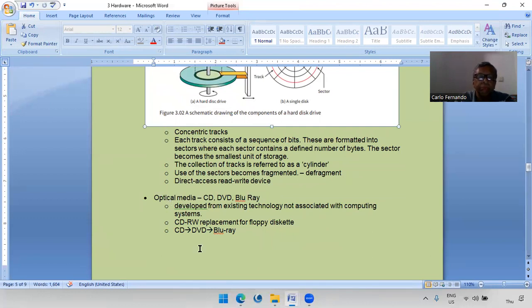Then optical media. Optical media is CD, DVD, Blu-ray. That is because you're using a laser beam to burn and read. So optical is connected to light. Laser is also light. Developed from existing technology, not associated with computing systems. So the CDs didn't come for computers. Earlier they were being used for other things. That was adapted to computers later on. CD-RW, that is read and write.